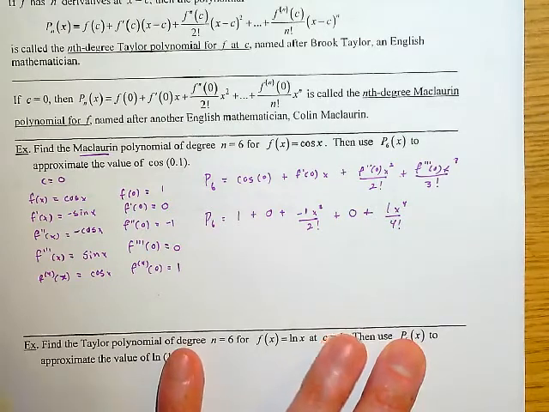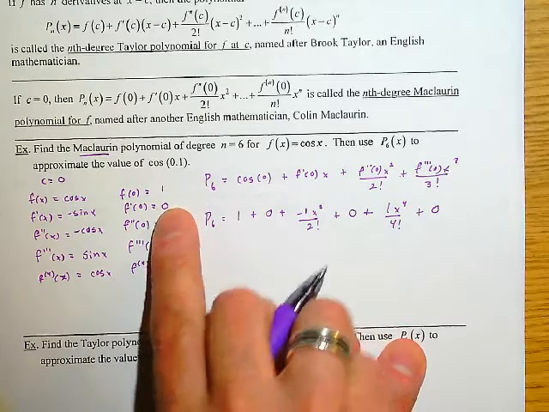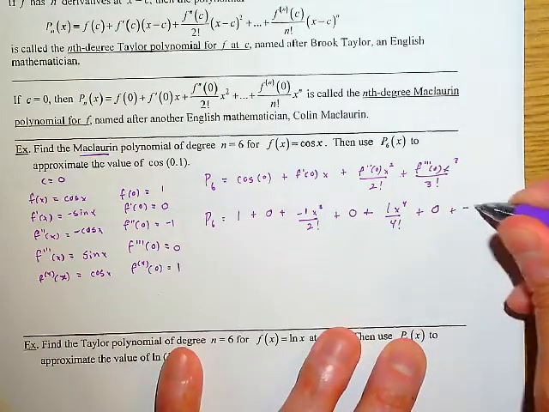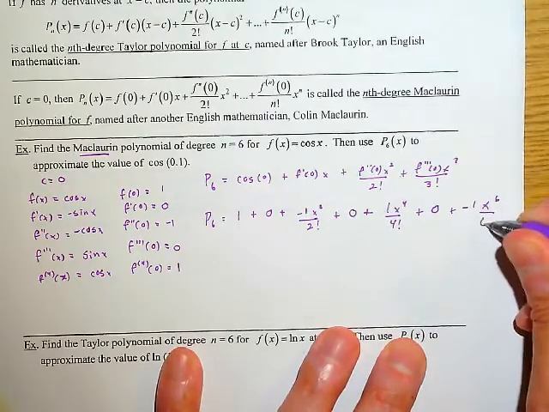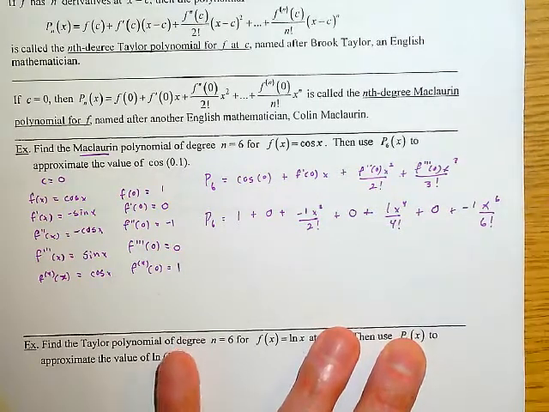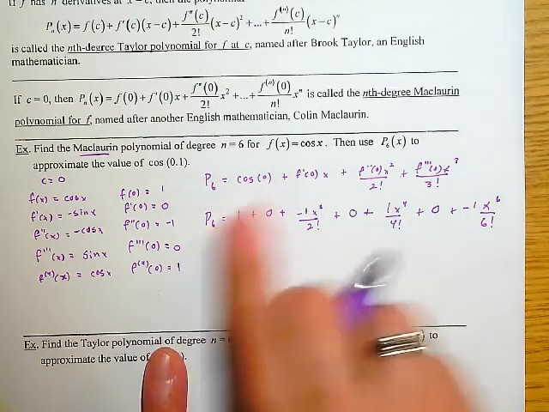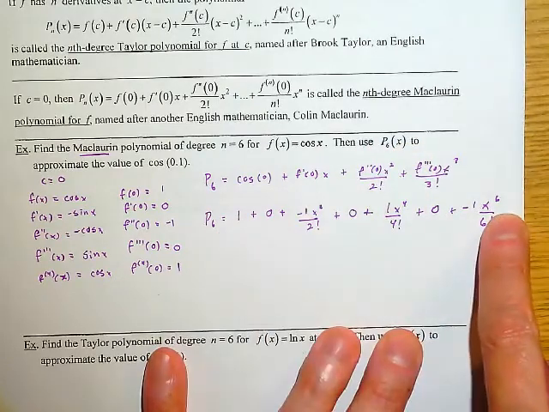Are you starting to see a pattern? The next derivative is going to be 0, right? Because we're repeating this pattern: 1, 0, -1 would be our next one. -1, x to the 6th over 6 factorial. Do we know when to stop? Well, sure we do, because we wanted a 6th degree polynomial. There's our 6th degree polynomial there.